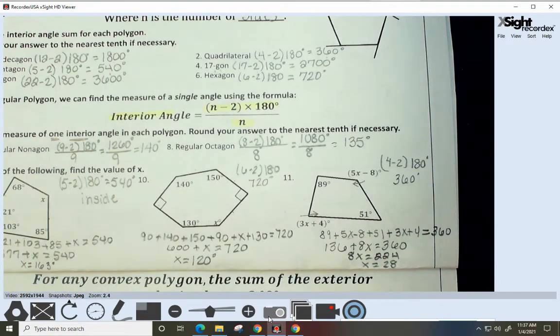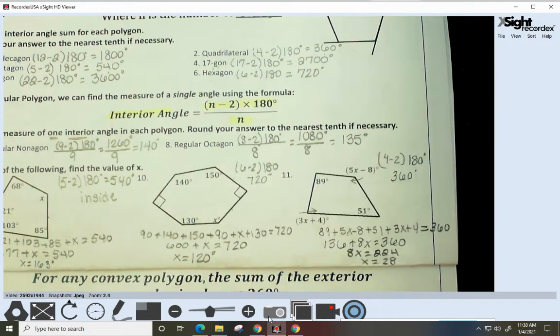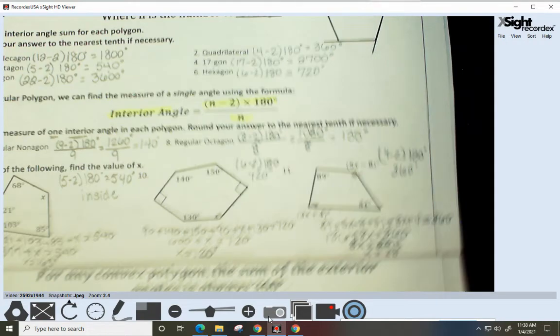Okay. So you've got to be able to find some of your interior angles. You've got to be able to find one interior angle if they say it's regular. And before I can solve using the algebra, I've got to find out how many degrees is inside. Because if I don't find out how many degrees is inside for these questions, then I'm not going to know what to set it equal to. So I have to set it equal to how many degrees is inside.